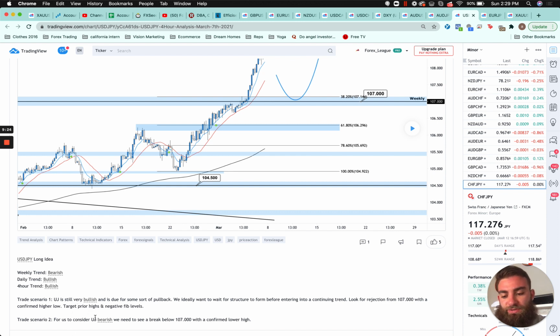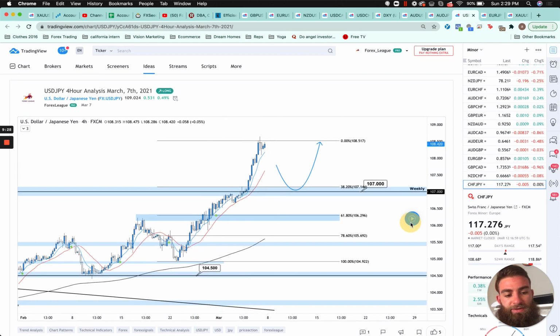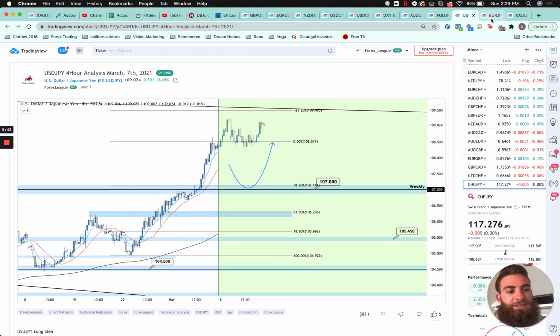Trade scenario 2, for us to consider UJ bearish, we need to see a break below 107. So that's this level right here that we're looking to play. Obviously, price throughout this week just headed higher and then retested this previous support level, and then that actually popped back up. This was a little flag here that formed as well. So just continued to be bullish.